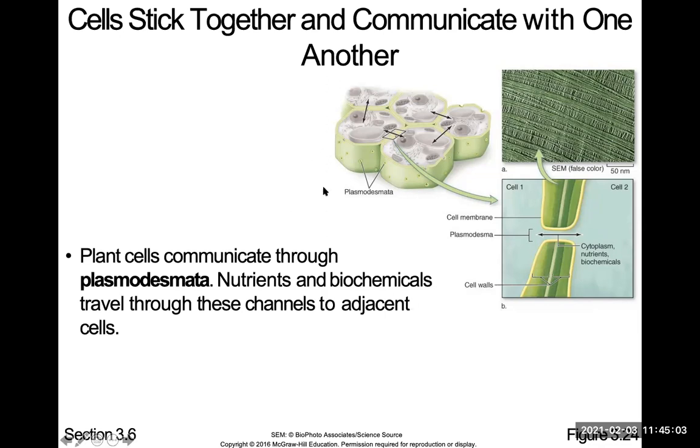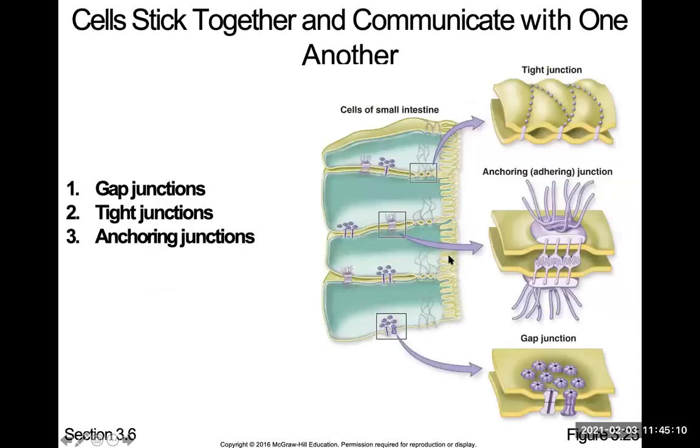So we're going to talk about different kinds of junctions. So we have three kinds in humans. These are found in humans as well. Gap junctions, tight junctions, and anchoring junctions. So gap junctions, those are these ones. You're going to see a gap there. There is a space there. Anybody knows where it can be found in humans? Gap junctions.